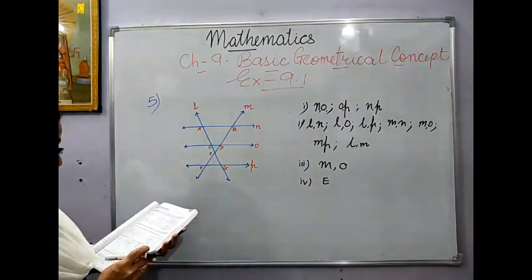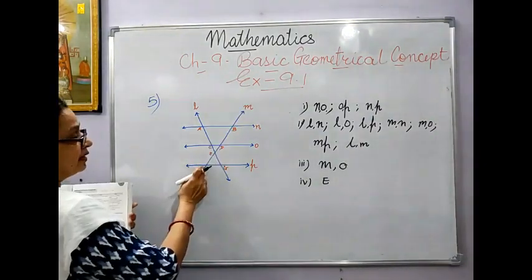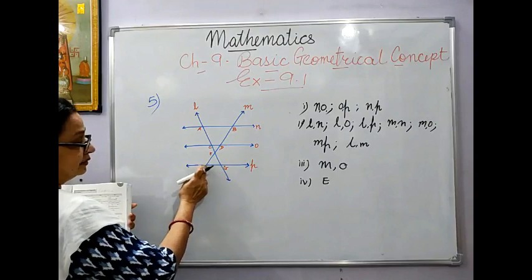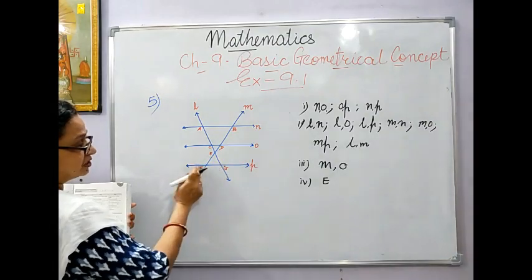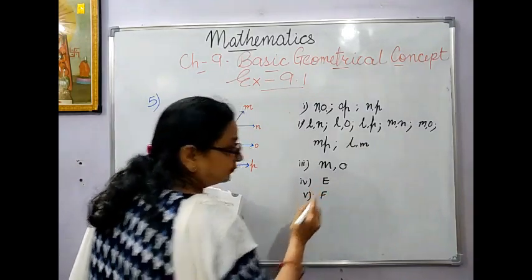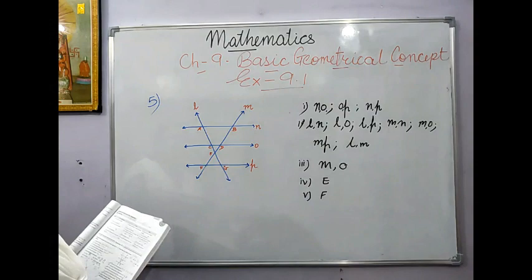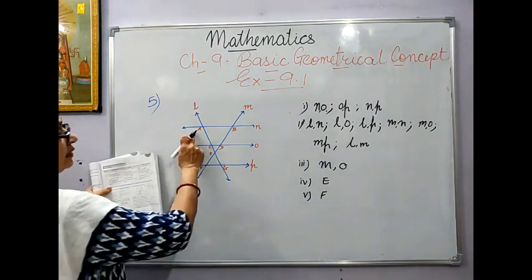Then next, point of intersection of lines M and P. This is M and this is P. They are intersecting at F. Then all sets of collinear points.